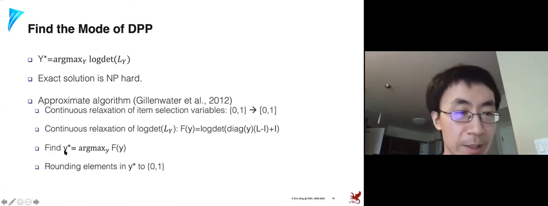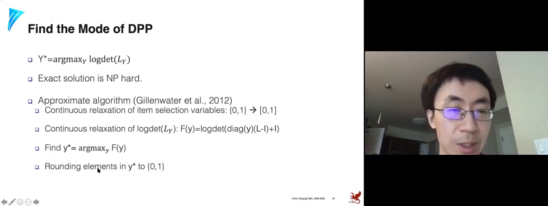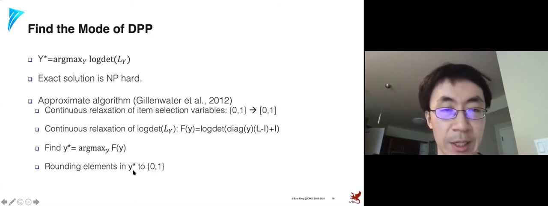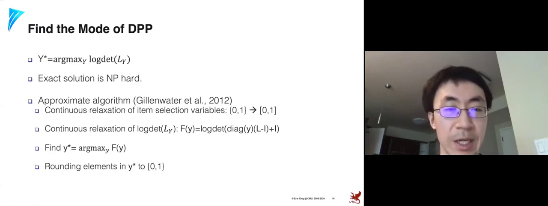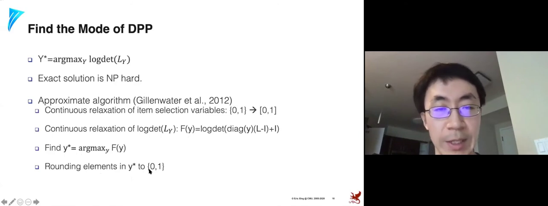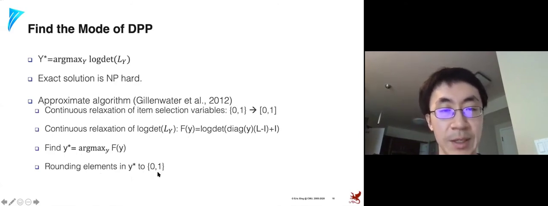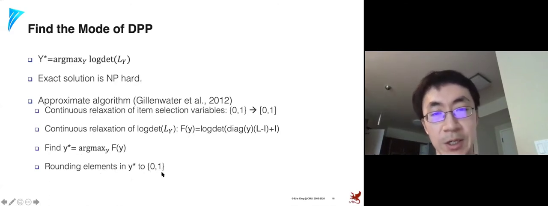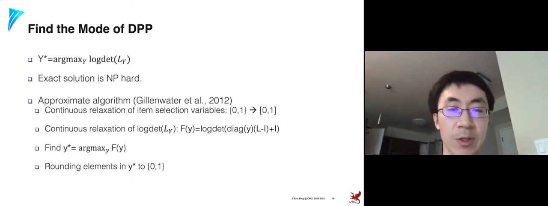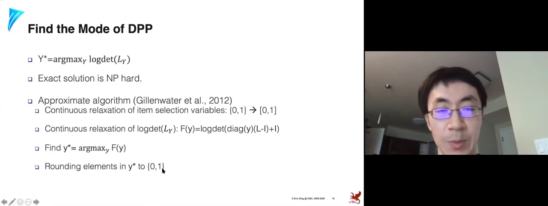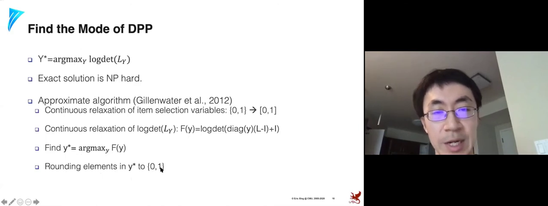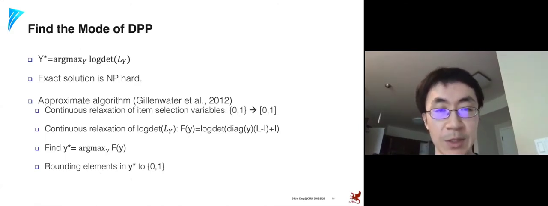After we get Y star, we do a rounding over the elements in Y star and get them back to 0 and 1. If the element in Y is less than 0.5, we round it to 0. Otherwise, it is rounded to 1. After you get these rounded 0 and 1 variables, we do a selection according to them. If the variable is 1, we select the corresponding item, and we do not select it otherwise.